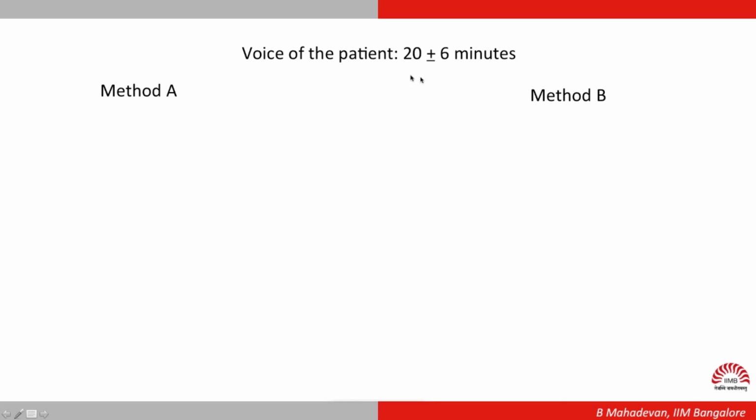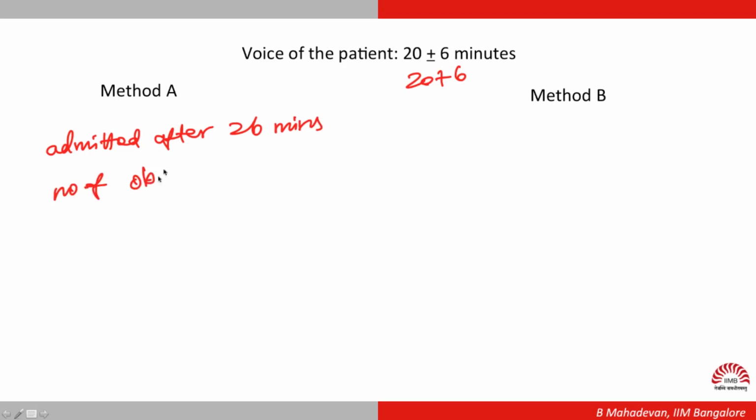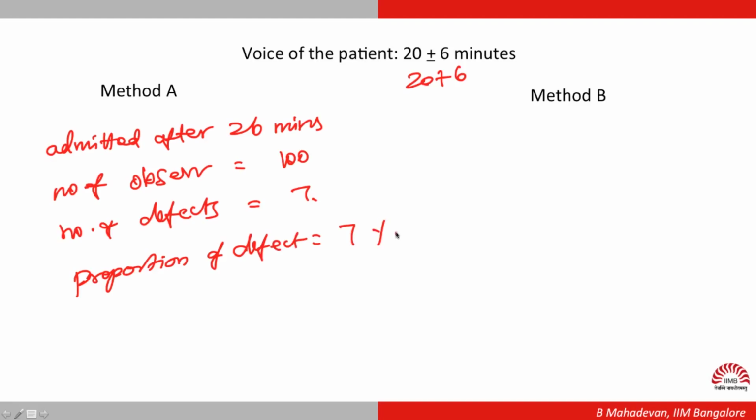There are two ways that we can measure. Since the patient is alright with 20 plus 6 minutes, one possibility is to count the number of occasions patients were indeed admitted after 26 minutes, because it becomes a defect in the process. Suppose we made 100 observations and we found that there were 7 occasions. So this means this particular process, the patient admission process, delivers a proportion of defects of 7%. So that is one way to measure.